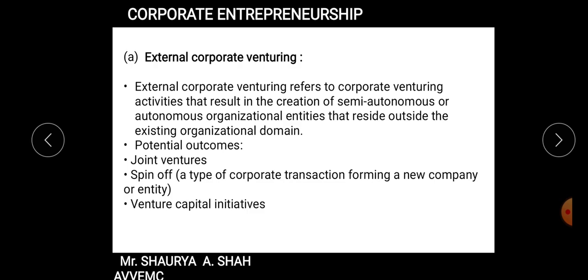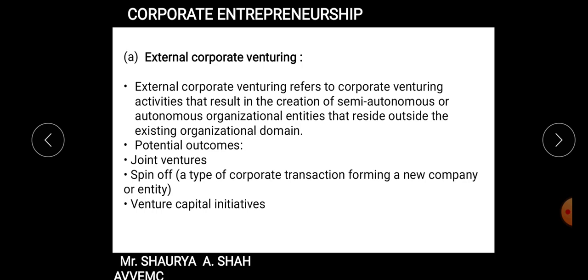Now there are two types of corporate venturing, students. Amongst that, the very first is external corporate venturing. The name itself says external. What do you mean by external? External corporate venturing is the activities that result in creation of semi-autonomous or autonomous organizational entities that reside outside the existing organizational domain.